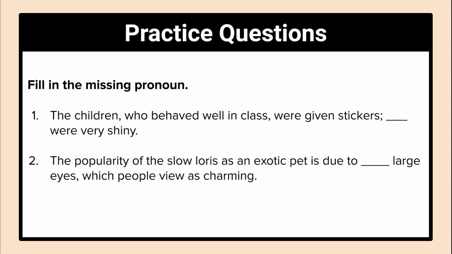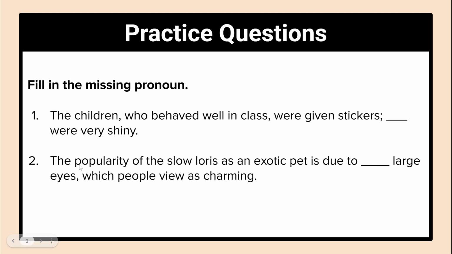Now, let's look at some practice questions over here. Just take a few seconds to solve this one. Okay, let's look at the first question over here. The children who behaved well in class were given stickers; they were very shiny. Because we're referring to the stickers, an object, and these are plural, that's why we would get they. They were very shiny.